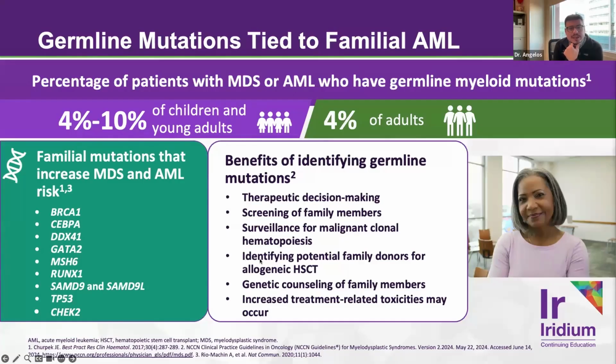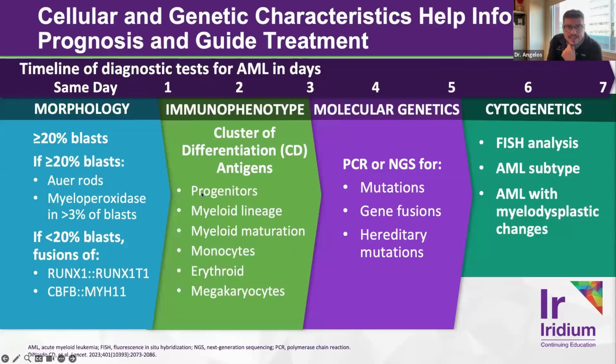This would have a potential impact in choosing specific family members to be a donor for an allogeneic stem cell transplant, as well as also just screening and surveillance of other family members for the development of a myeloid neoplasm down the road. So this slide here demonstrates some of the initial testing that we will do to make a diagnosis of AML. And what's important here is that we really do need all of these components in order to make a comprehensive diagnosis with the appropriate risk stratification.